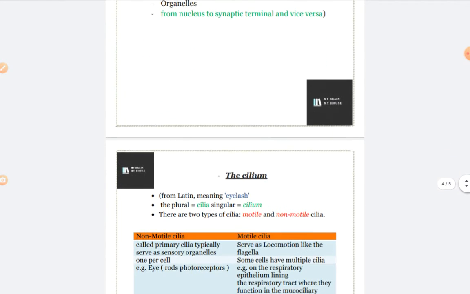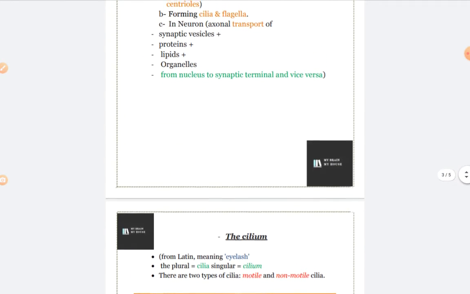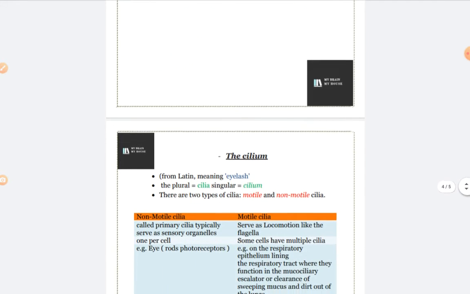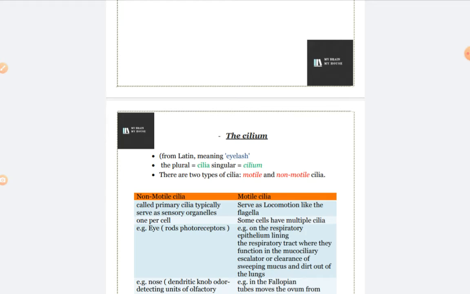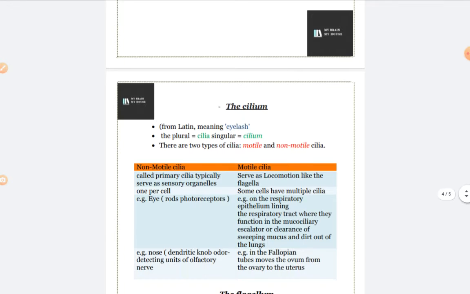We're going to talk about the cilium, from the Latin meaning eyelash, plural cilia, singular cilium. There are two types of cilia, motile and non-motile cilia. This is a table that compares the non-motile cilia and the motile cilia.